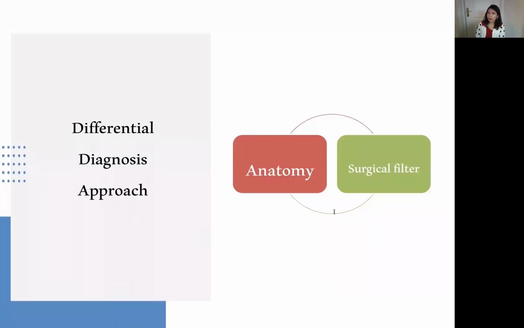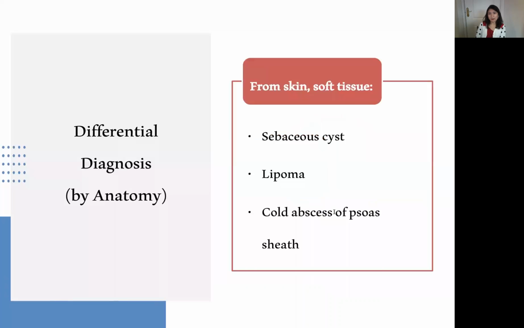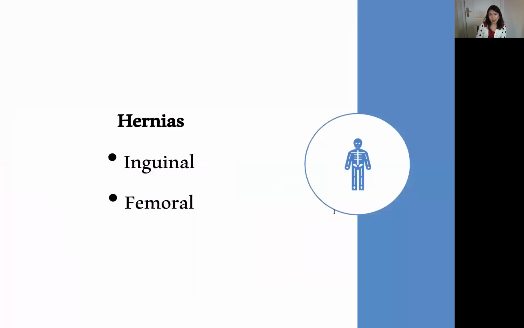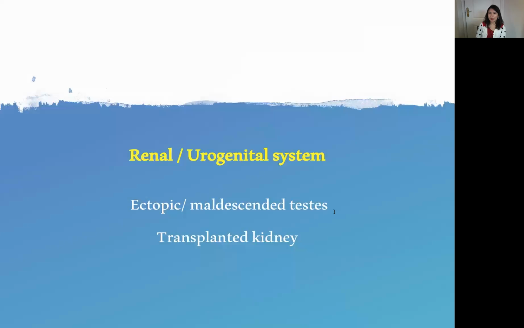You can develop differentials according to the surgical filter, according to the anatomy of nearby structures. Start by anatomy. Here is the list of lumps that can come from skin and soft tissue. It might be a vascular or lymphatic origin, femoral or inguinal hernia, and a renal or urogenital cause. It also could be maldescended testes and transplant kidney.